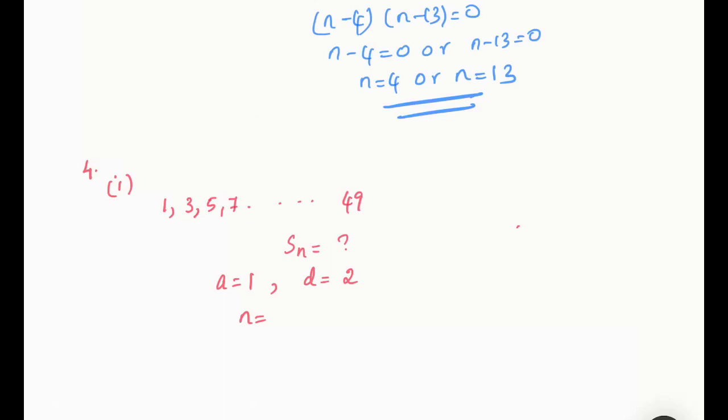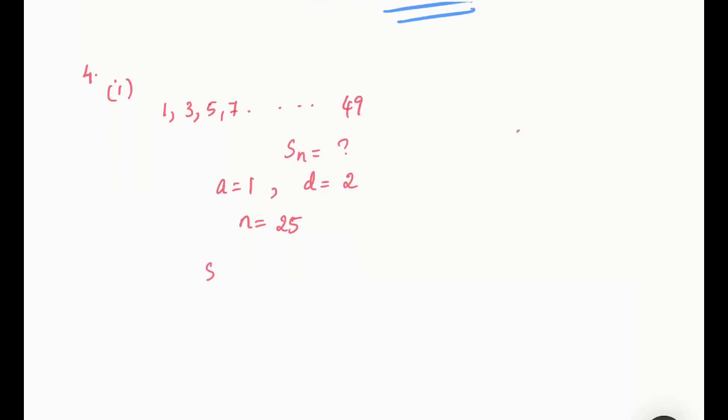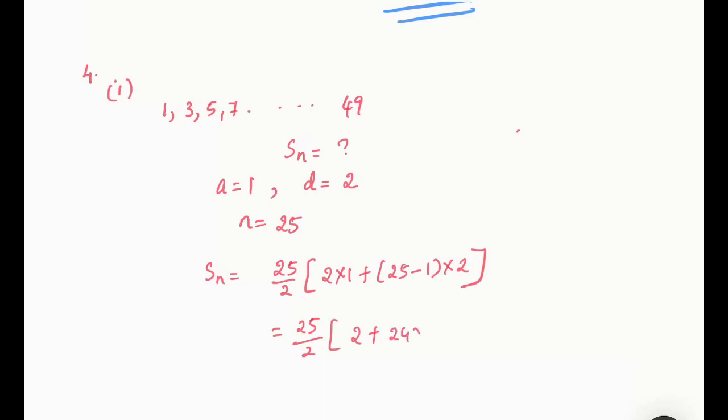If there are 50 natural numbers, then odd numbers will be 25 and even numbers will be 25, right? So n is equal to 25. So Sn equals 25 by 2 into 2a, that is 2 into 1, plus n minus 1 into d, which is 25 by 2 into 2 plus 25 minus 1, that is 24 into 2.